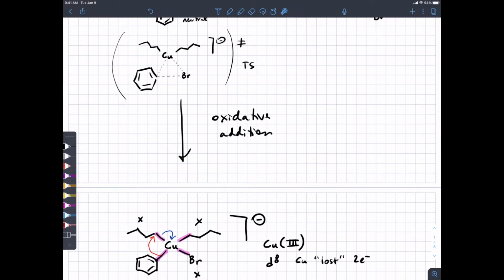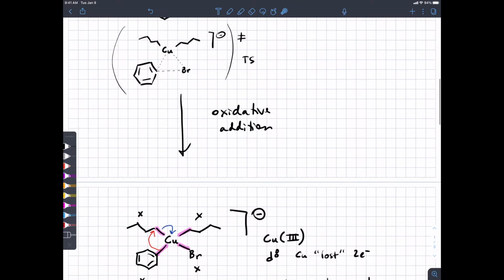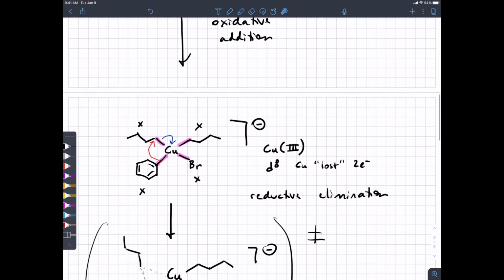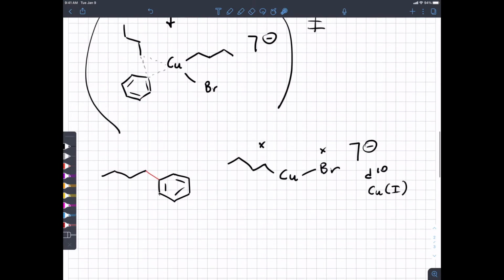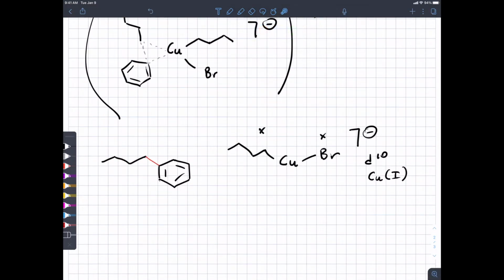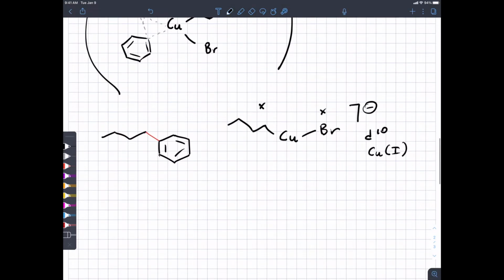Can you have a group that's already reacted once, and then I have the bromine and then the alkyl group do it again, and then just delete the alkyl group? Yeah, so could you have this do it again? What will happen usually at this stage is that the bromine can leave and you get a neutral copper complex.